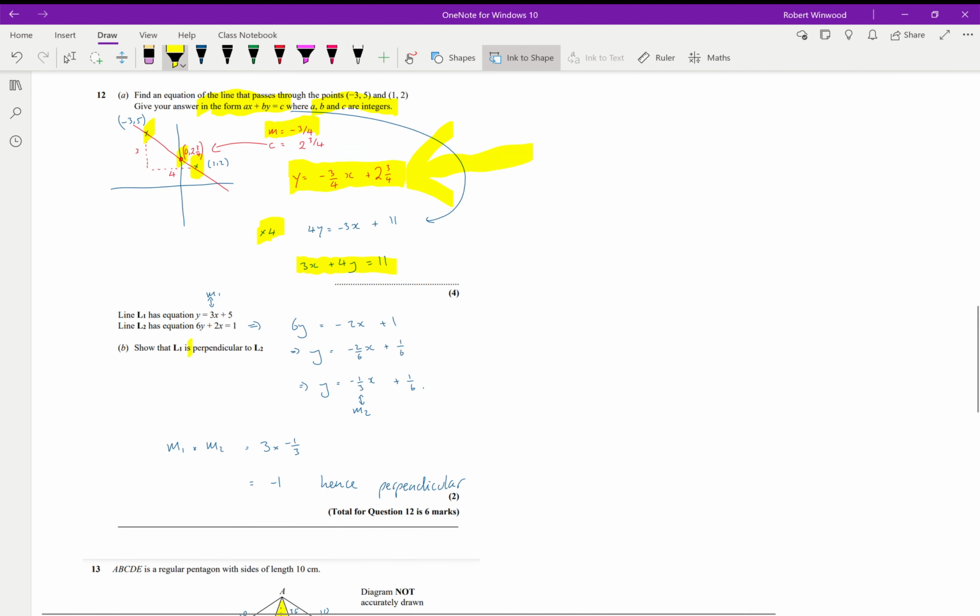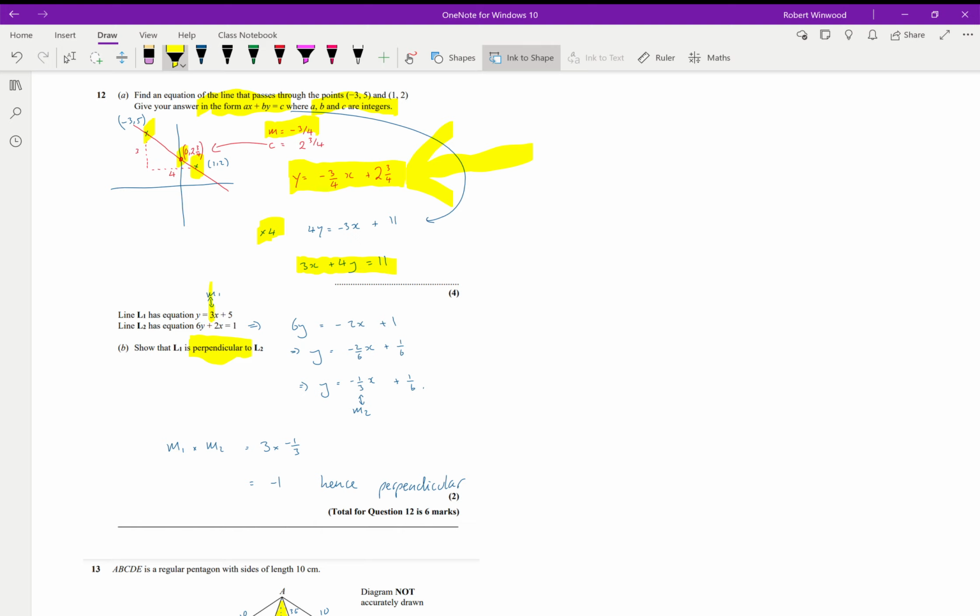Show that the 2 lines are perpendicular. Well, you need to have learned that if 2 lines are perpendicular, their gradients will multiply together to give an answer of -1. The gradient of the first line is 3. I can see that straight away, but the second line hasn't been written in a convenient way.